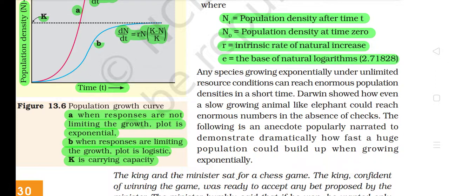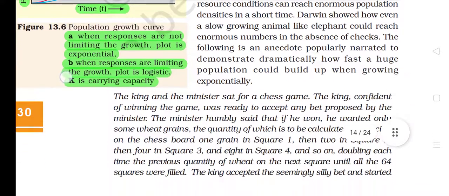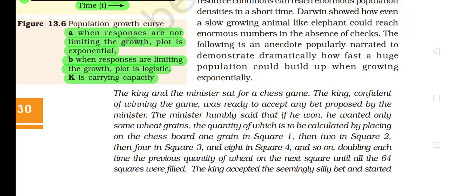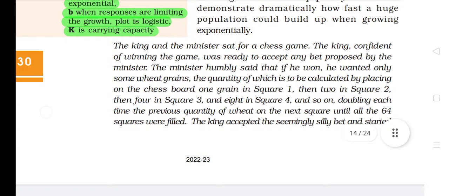Any species growing exponentially under unlimited resource conditions can reach enormous population density in a short time. Darwin showed how even a slow growing animal like the elephant could reach enormous numbers in the absence of checks. The following is an anecdote popularly narrated to demonstrate dramatically how fast a huge population could build up when growing exponentially. The king and the minister sat for a chess game. The king, confident of winning the game, was ready to accept any bet proposed by the minister.